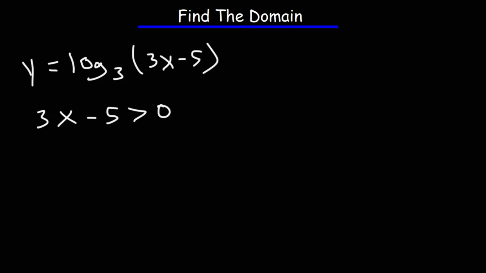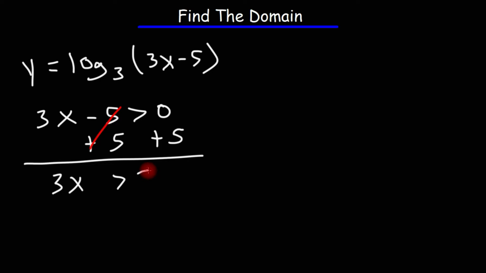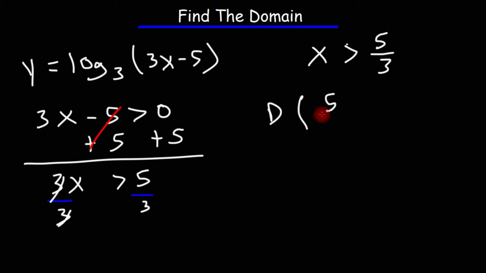Now, let's solve for x. So let's begin by adding 5 to both sides. So we'll have 3x is greater than 5. Now, let's divide both sides by 3. So we get that x is greater than 5 over 3. Now, you can draw the number line if you want to, but there's no need for it in this example. We can simply write the domain as being 5 over 3 to infinity. So that's the answer for this example.